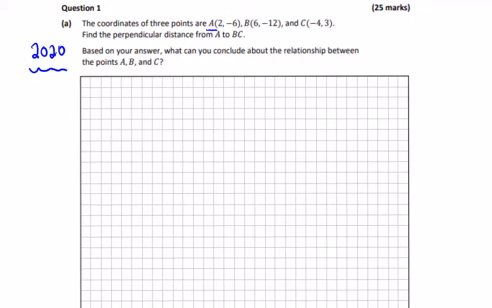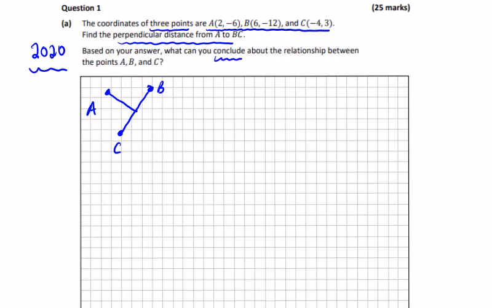2020, paper 2, question 1. We are given 3 points, A, B and C. We're asked to find the perpendicular distance from A to the line BC. This is just a sketch here. So the perpendicular distance from A to BC, and then based on your answer, what can you conclude?